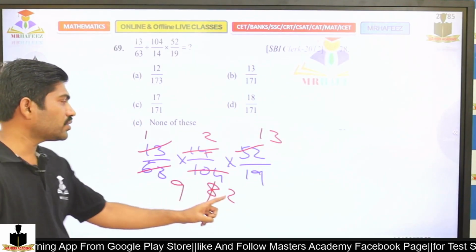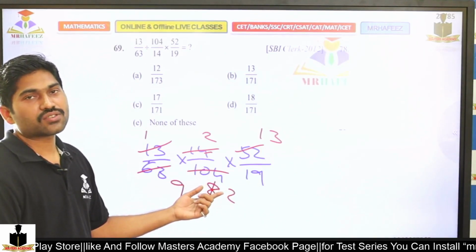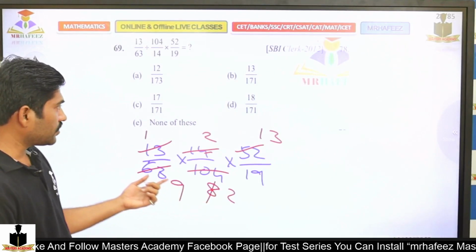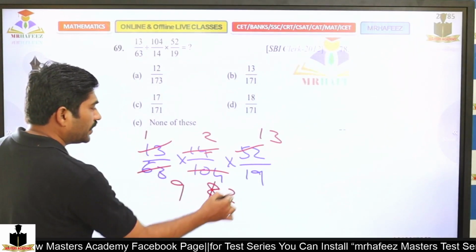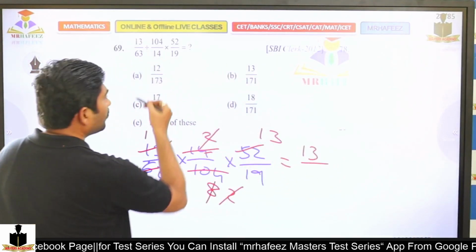Okay, 9 2s are 18. 18 into 7, 18 into 19. 19 square is 361. That is very huge. 2 will get cancelled automatically. So 13 divided by only one.